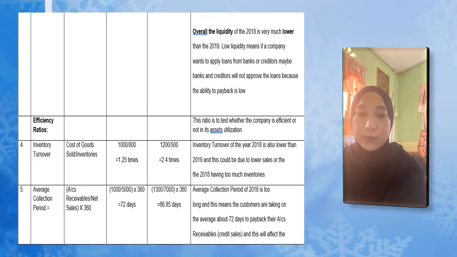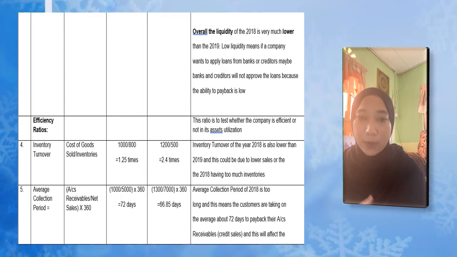Okay, I explain the first one, inventory turnover. Inventory turnover for the 2018 is 1.25 times. And the 2019 is 2.4 times. So inventory turnover of the year 2018 is also lower than 2019, and this could be due to lower sales or the 2018 having too much inventories.